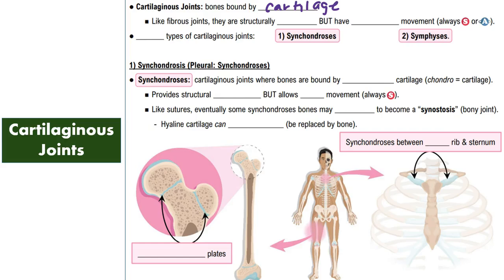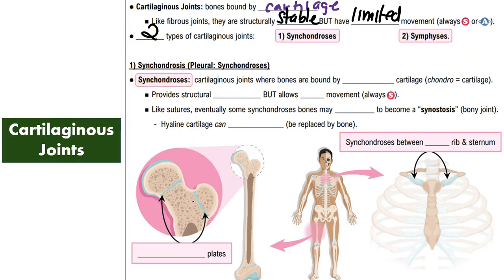So like fibrous joints, cartilaginous joints are going to be structurally stable, but have, of course, limited movement. Because remember, inverse relationship. The more stable a joint, the less movement. The more movement, the less stable. And there are going to be two types of cartilaginous joints we go over, synchondroses and symphyses. Now, let's start off with synchondroses.